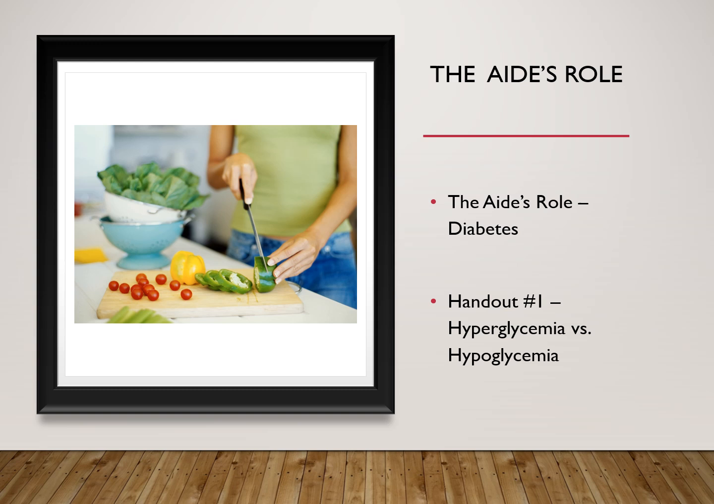To notify your supervisor if your patient does not take medication as ordered or if he or she appears to be having a reaction. Include the symptoms of high or low blood sugar since the aide will need to know them. Now, those signs and symptoms are listed for you in your handout. So refer to handout 1, hyperglycemia versus hypoglycemia. Hyperglycemia is high blood sugar and hypoglycemia is low blood sugar.